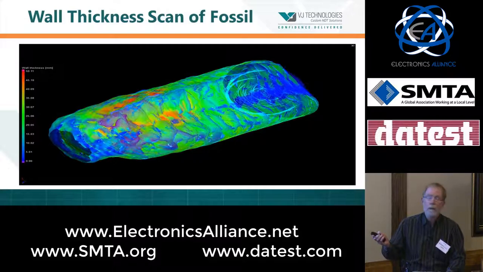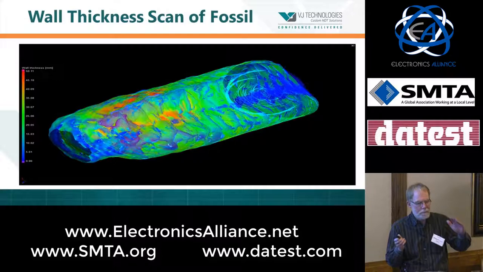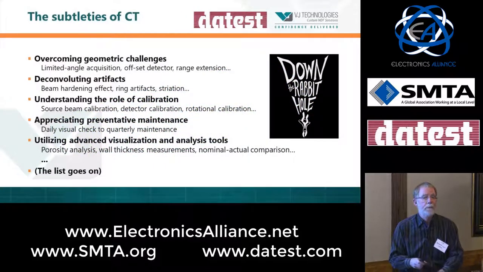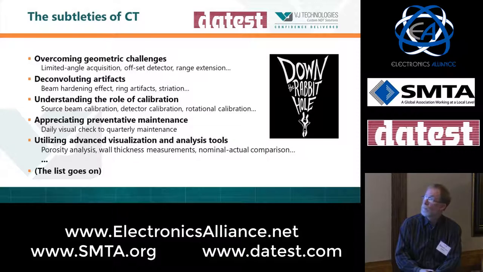The colors that you see correspond to the thickness of the wall on the outside of the fossil. It's kind of hard to see from this, but it's hollow on the inside. It's actually about 18 inches long and tapered, conical in shape. But the different colors correspond to the thickness, red and orange being the thickest, blue and green being the thinnest. Again, if you can penetrate it with x-rays, it doesn't matter what the material is. That just gives you a few examples of what CT can do.